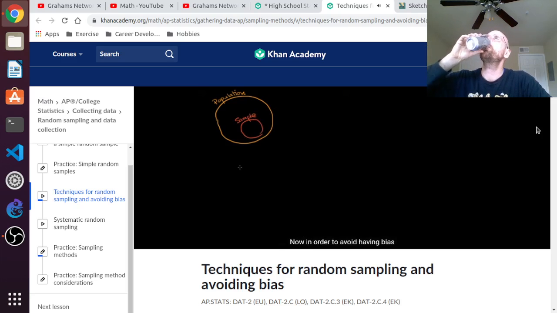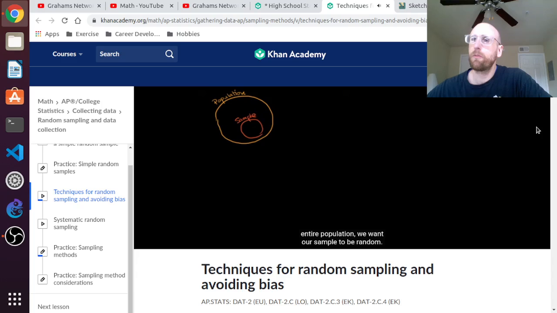Now, in order to avoid having bias in our response, in order for it to have the best chance of being indicative of the entire population, we want our sample to be random. So our sample could either be random, or not random. And it might seem at first pretty straightforward to do a random sample. When you actually get down to it, it's not always as straightforward as you would think.